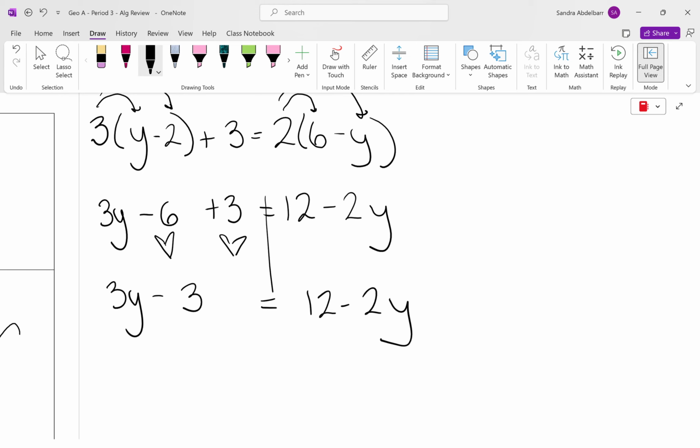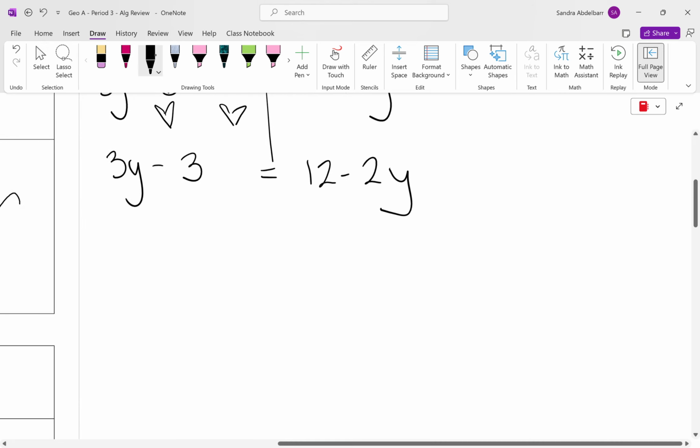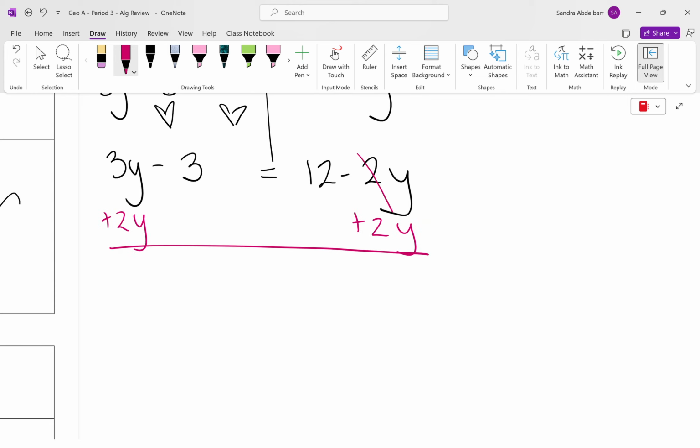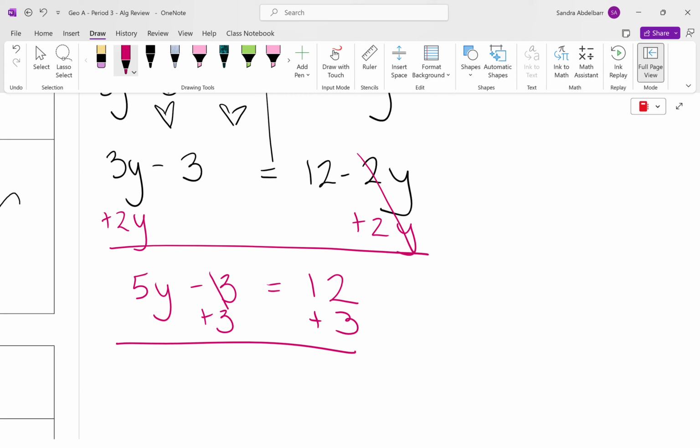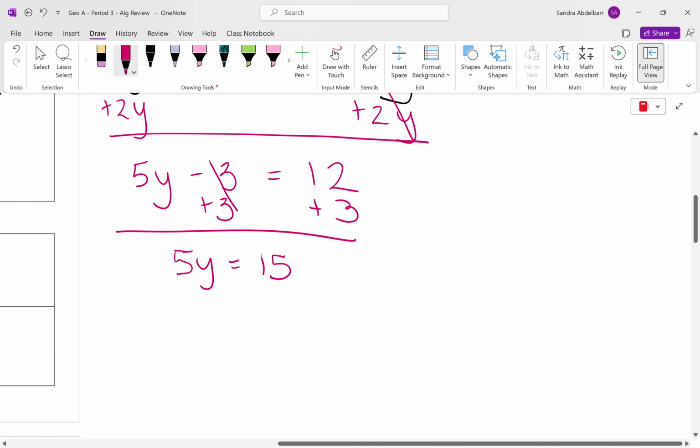So now that we've condensed that left side a little bit, I want to move some things over. So I'm going to bring that 2y over to the 3y. So now we're going to have plus 2y, and we will have 5y minus 3 is equal to 12. Now it's down to our normal two-step equation. What should I do now? You got it. We're just going to add that 3 on both sides. So now we have 5y equals 15. Last step, divide by 5, and y is equal to 3.